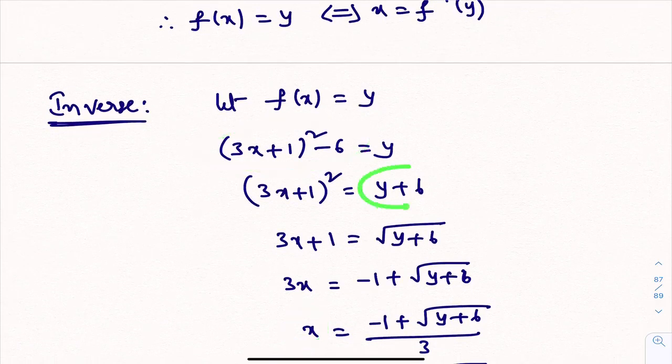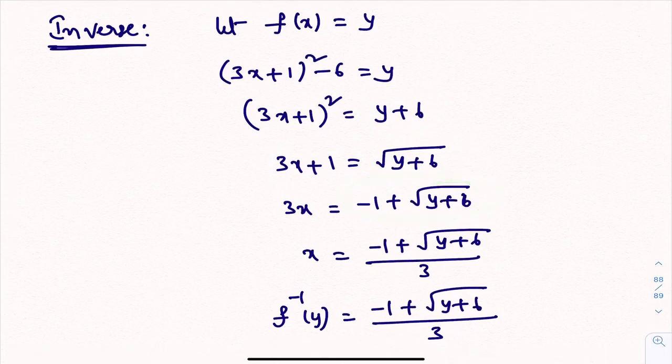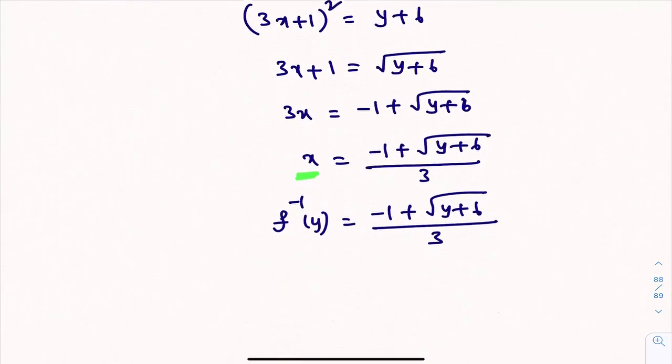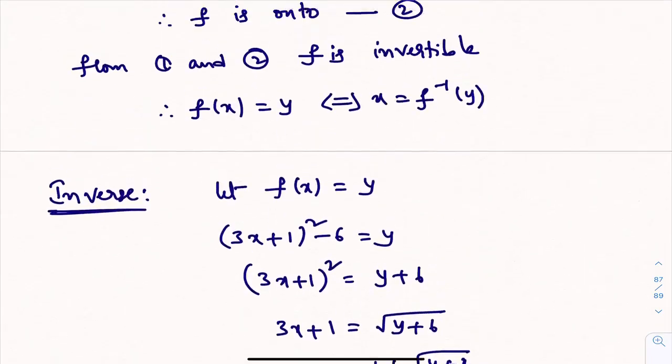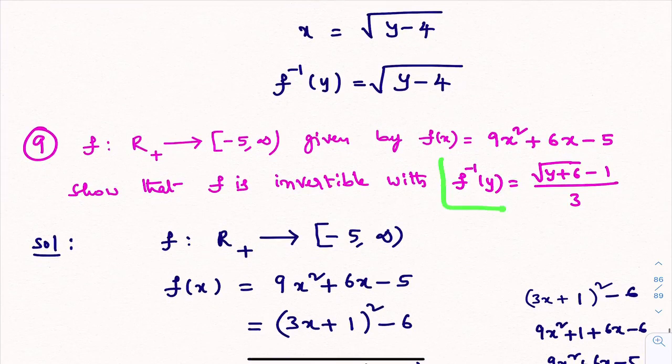Take minus 6 to this side, it is y plus 6. Now 3x plus 1 is root over y plus 6. 3x equal to minus 1 plus root over y plus 6. X equal to minus 1 plus root over y plus 6, divided by 3. What is x? See here, what is x? X is nothing but f inverse of y. So f inverse of y is minus 1 plus root over y plus 6, divided by 3. They are asking to show that f inverse of y is minus 1 plus root over y plus 6, divided by 3 only. I hope you understand this class.